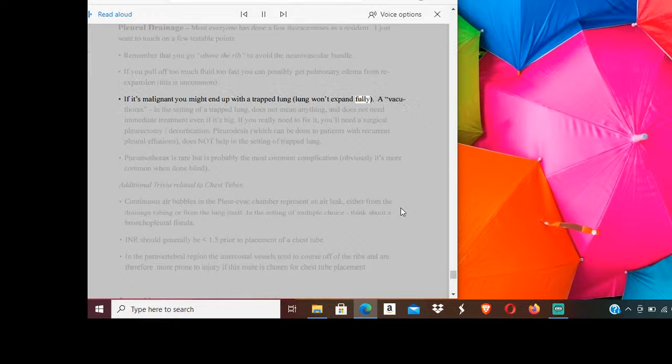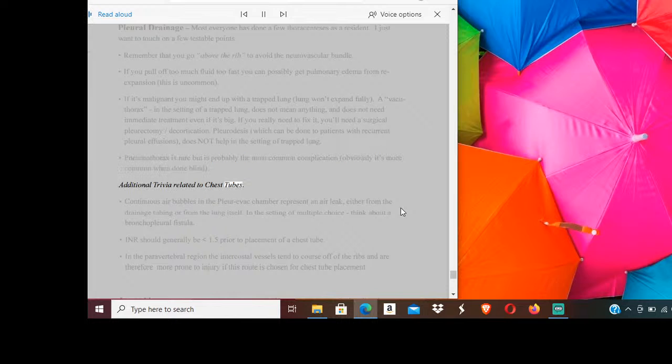If it's malignant, you might end up with a trapped lung. The lung won't expand fully. A pneumothorax in the setting of a trapped lung does not need immediate treatment even if it's big. If you really need to fix it, you'll need a surgical pleurectomy or decortication. Pleurodesis, which can be done for recurrent pleural effusions, does not help in the setting of trapped lung. Pneumothorax is rare but is probably the most common complication. Obviously it's more common when done blind.